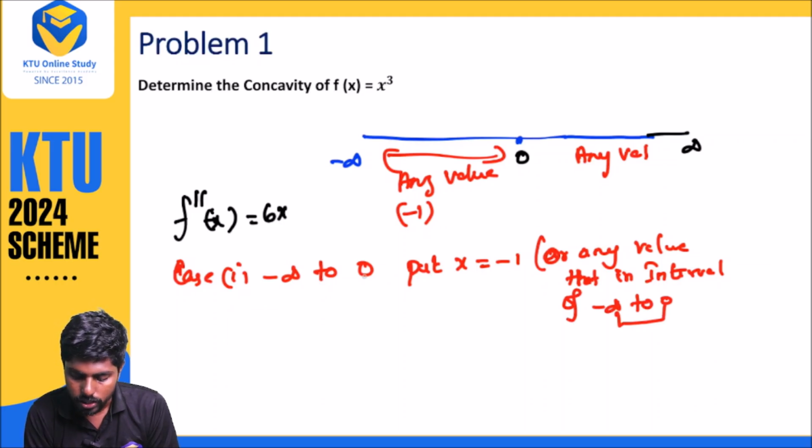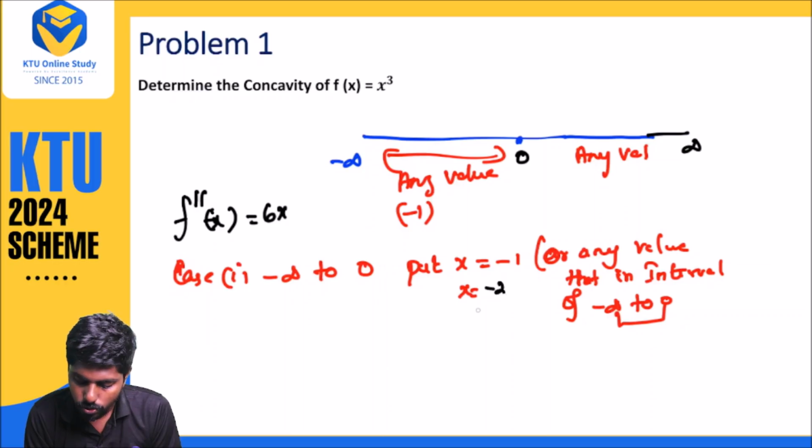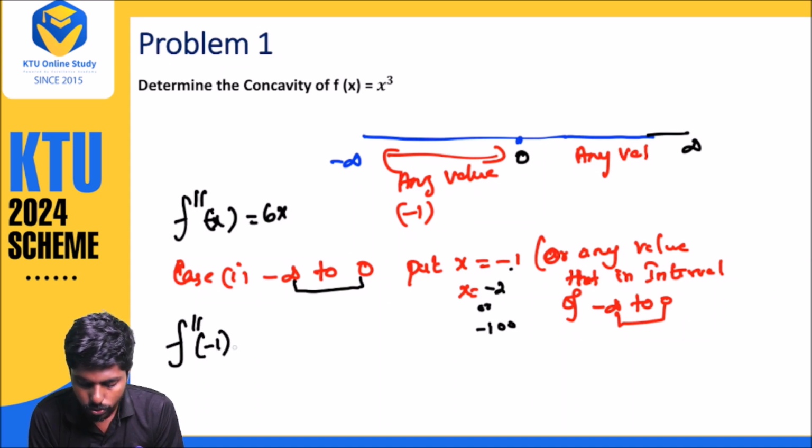I am putting minus 1, or you can also put x is equal to minus 2 or minus 3 or minus 100. Any value you can put, but it should be in the interval of minus infinity to 0. So I am putting x is equal to minus 1. So when I'm putting x is equal to minus 1, what will happen?